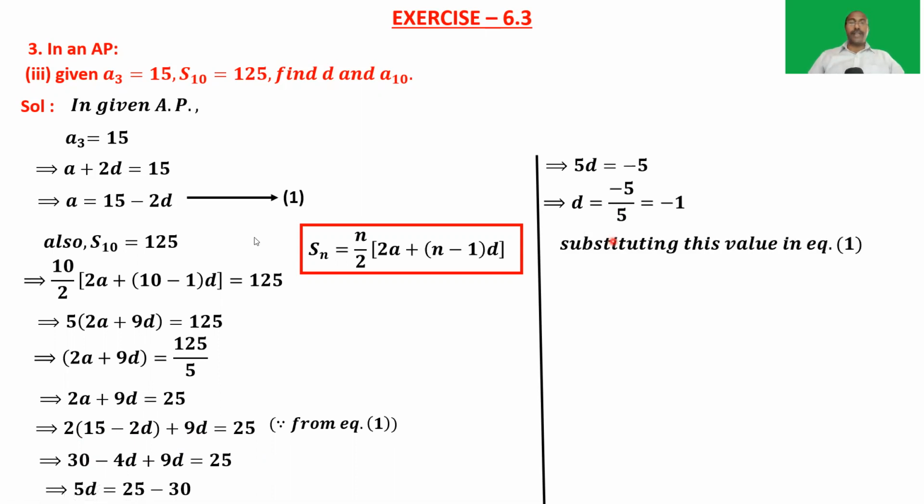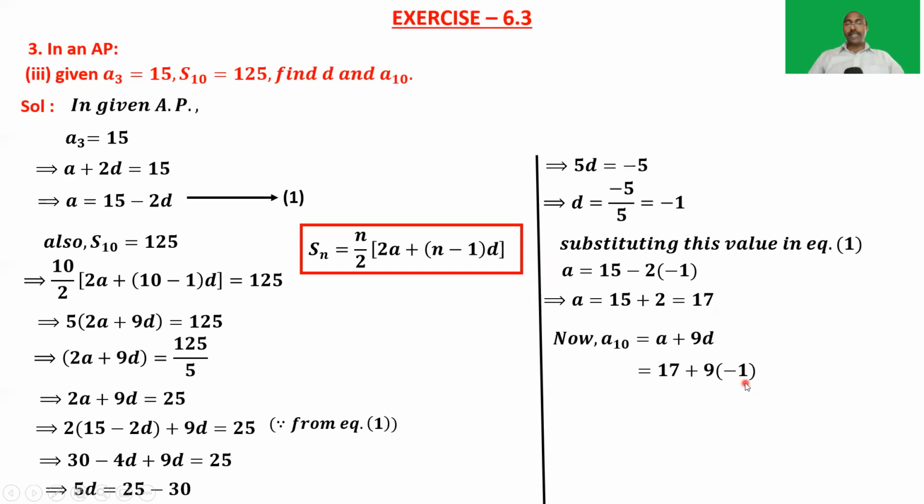Now substituting this value in equation 1, we get A is equal to 15 minus 2d. With d equal to minus 1, A is equal to 15 plus 2, that is 17. So we got the value of A. Now we require A10. A10 is A plus 9d. We have both the values of A and D here, so we can find A10. A10 is equal to A plus 9d, that is 17 plus 9 into minus 1, which is equal to 8. So students, we have D is equal to minus 1 and A10 is equal to 8.